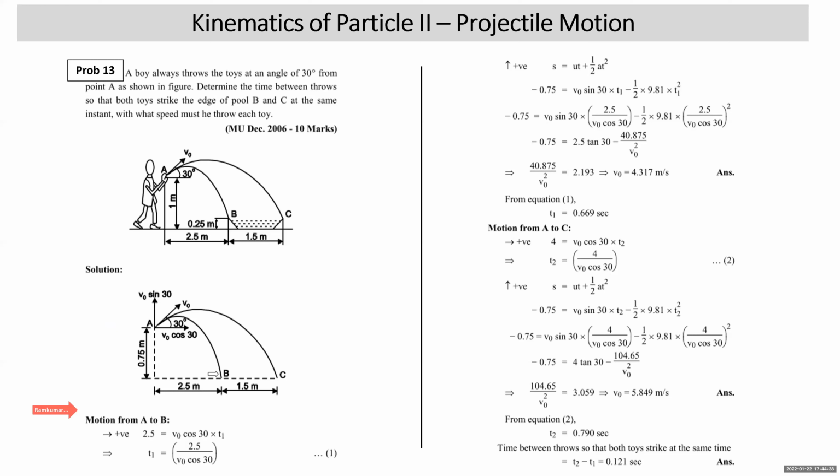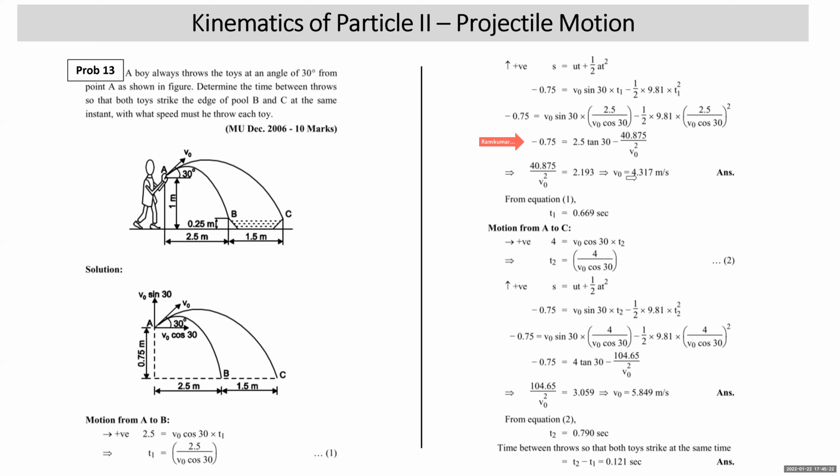Horizontal motion: 2.5, the horizontal distance, is equal to the horizontal component velocity v naught cos 30 into t1. So t1 is 2.5 upon v naught cos 30. Then vertical motion, upward positive, s is equal to ut plus half at square. Point B is below A by 0.75, so minus 0.75. Initial vertical component velocity is v naught sin 30 into t1 minus half g t1 square. Substitute the value of t1 in this. You'll get minus 0.75 is equal to 2.5 tan 30 minus 4.0875 upon v naught square. Rearrange these terms. We have rearranged, taking this term to the left hand side. 4.0875 upon v naught square is equal to 2.149.